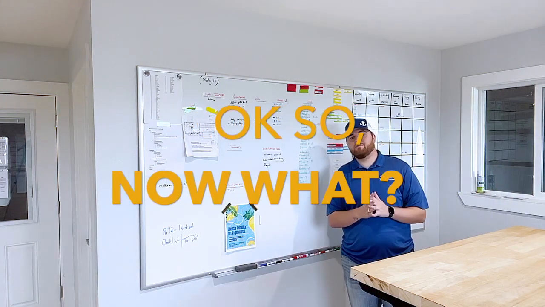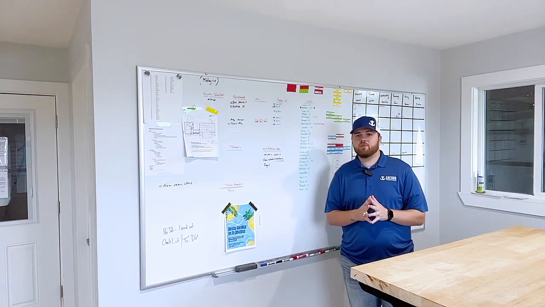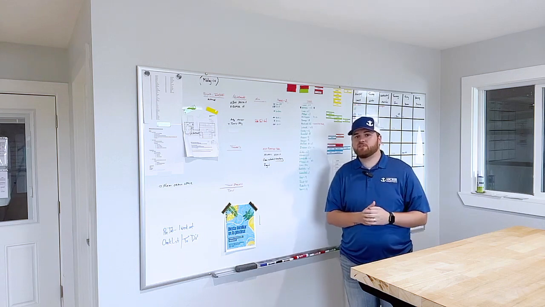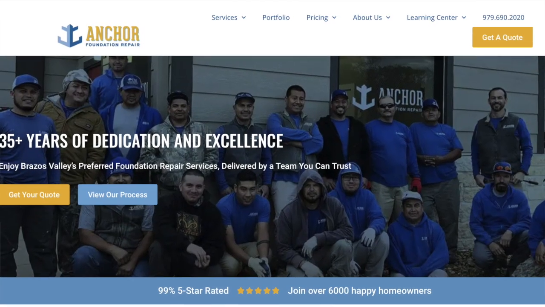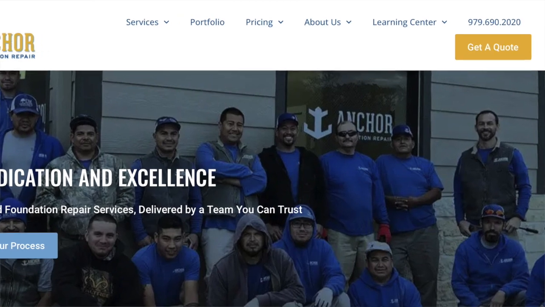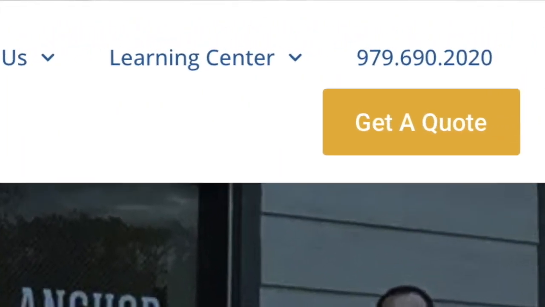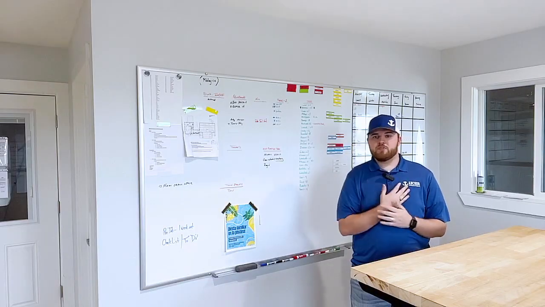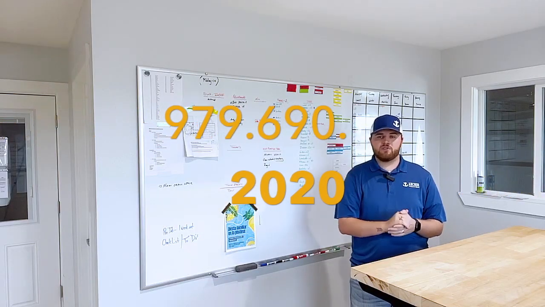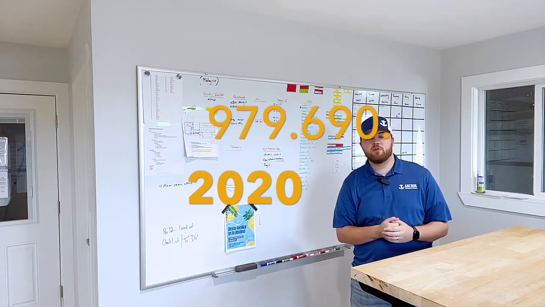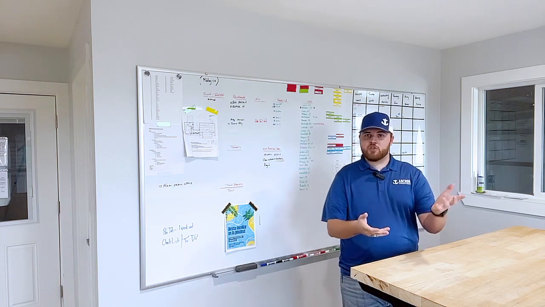What should you do now? Super easy. The best way to get in touch with us if you do have these concerns about your home's foundation is either on our website with the Get a Quote button. It should be on the website everywhere in a big yellow button. That'll get you in touch with one of us here at Anchor. If you have a slab, you'd be speaking with me, or you can call 979-690-2020 and you'll be able to speak with Emily or Joshua on the phone.